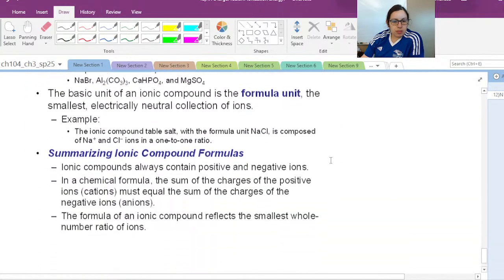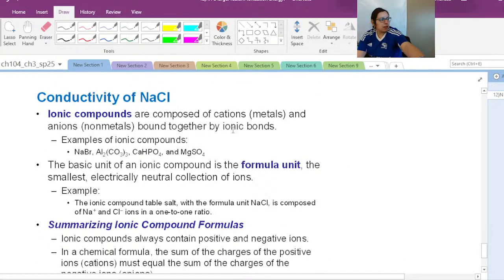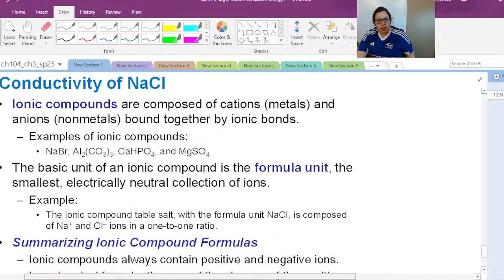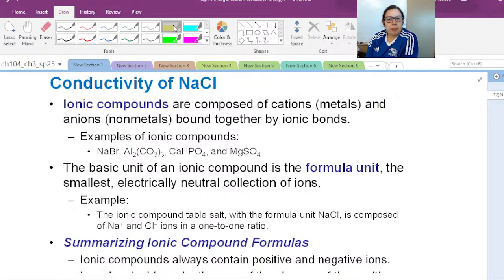All right, so then let's look at more properties of ionic compounds. And so now this starts to answer also why it is soluble in water. And so again, ionic compounds are composed of cations and anions.